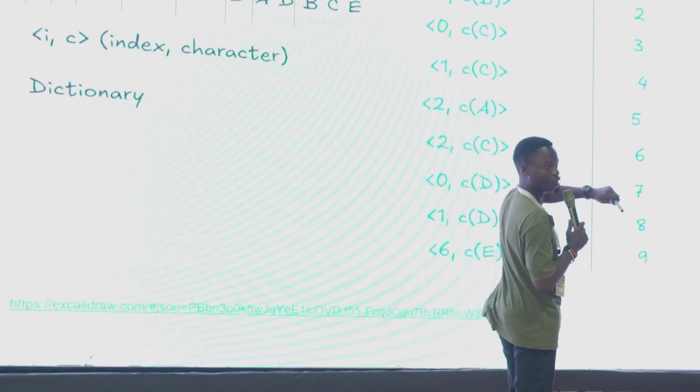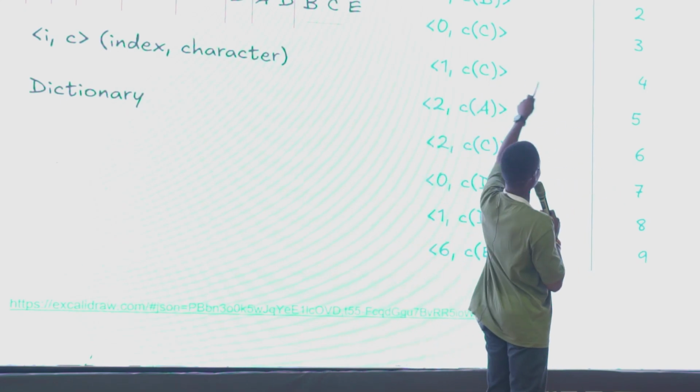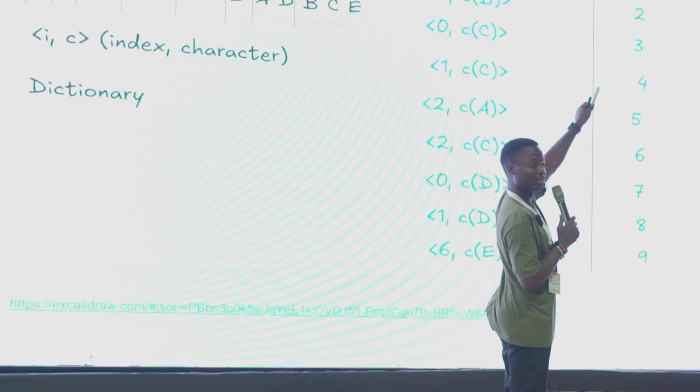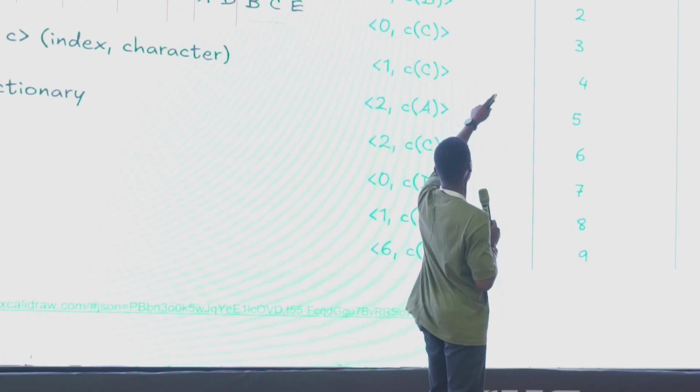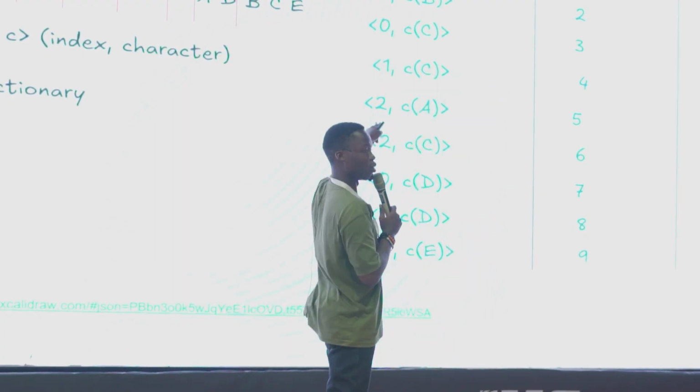The index of A is what? We've seen A, and the index of A is 1. So we are going to write it as 1.